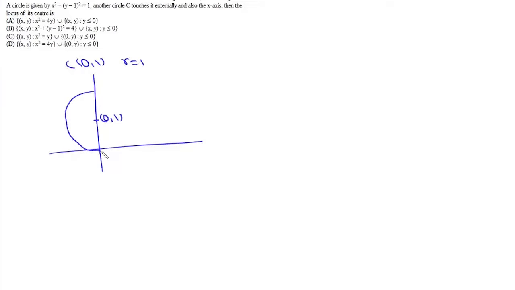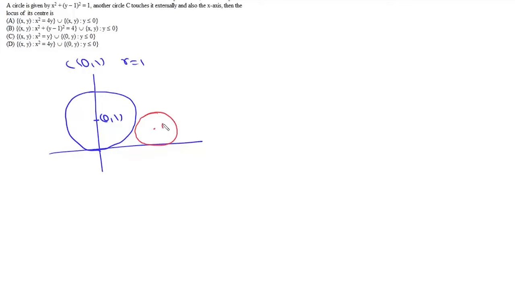Now here is the question. We are given a circle whose center is at (0, 1) and whose radius is 1, which touches another circle C externally, which also touches the x-axis. We need to find the locus of its center. So we have this circle whose center is at (0, 1) and radius is 1 unit. We have to find the locus of the center of this circle which touches this circle and also the x-axis.